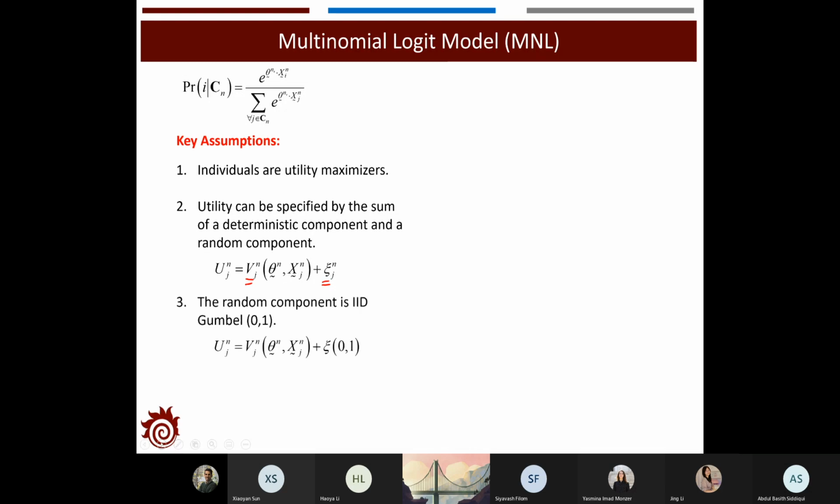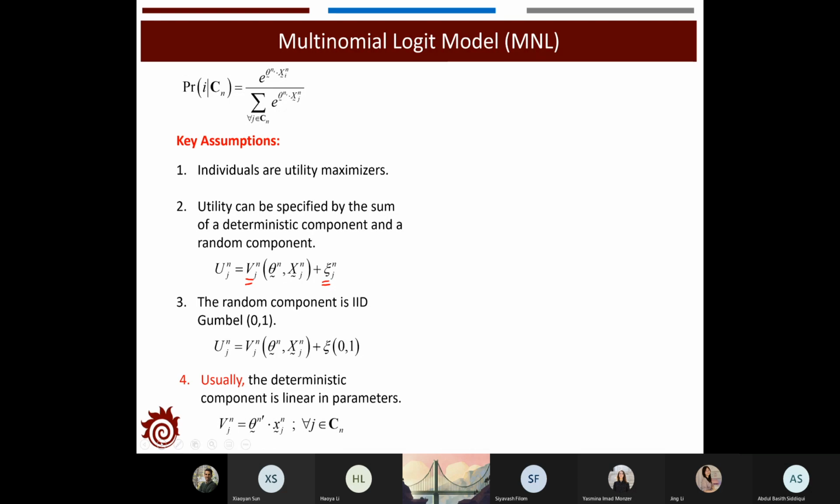Third, the random component epsilon j always follows an independent identical Gumbel distribution, a standard Gumbel distribution with the parameters 0 and 1. And last, for the deterministic component, we assume that we can use a linear function for the relationship between the deterministic value and the attributes. So that is Vj equals theta times xj.